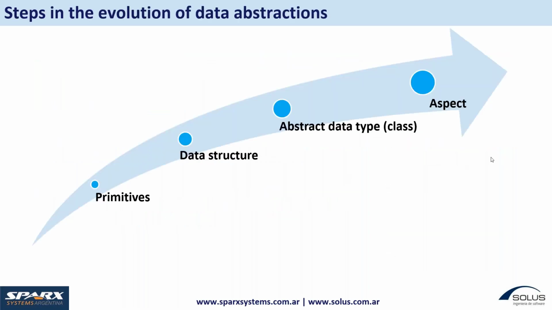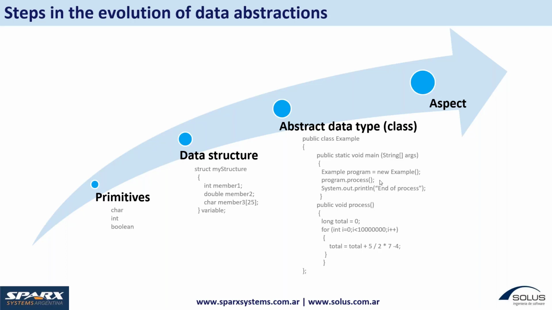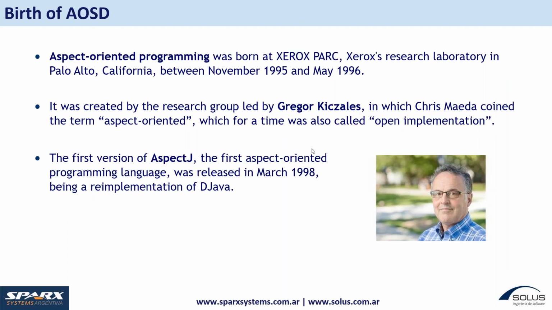This evolution comes from primitive data types, passing to data structures, then to classes, and at this moment, to aspects. Primitive data types are char, integer, boolean, as you know. They were wrapped by the concept of a structure, but the structure was wrapped again with the concept of abstract data type with classes. And the aspect is wrapping classes into this new concept. Well, this approach was created by Gregor Kiczales, and the first aspect-oriented programming language is AspectJ, an extension of Java.